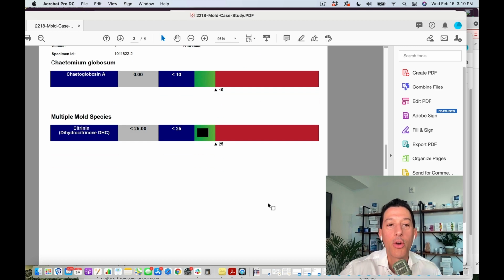And then we do one larger one, which is multiple mold species of citrinin that a client could be exposed to. And this client, although there's a little there within normal range, we would expect to see that. We would expect to see at least some based on the high levels of mold they're getting from some of the foods that they may have been eating.